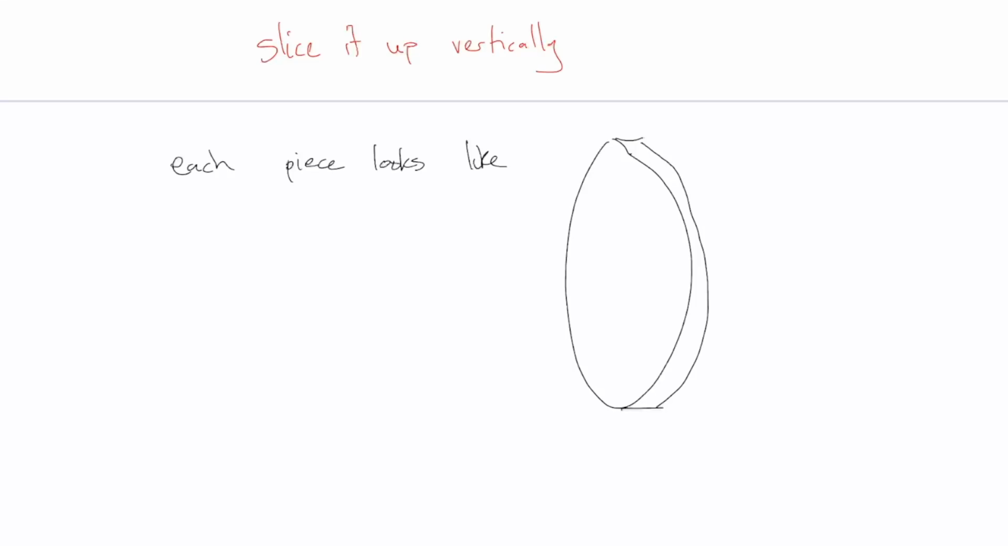That's another thing I know about the young people today. They like the thickness. Each of these circles has a little bit of thickness to it.